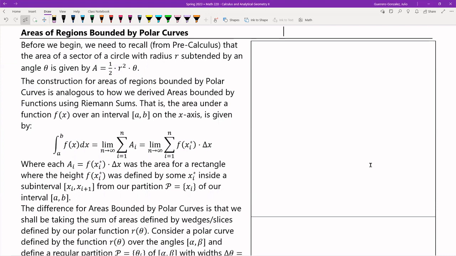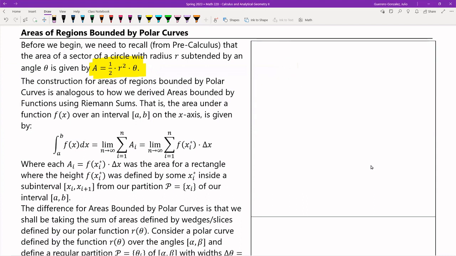Back in the day, remember how we did areas? There is one thing that we need to bring up from pre-calc, and that is the area of a sector subtended by some angle theta with the radius r. If you had a circle, and the radius was some r, and it's given by some angle theta, then this slice right here would be given by this formula: A is equal to 1/2 r squared times theta. We're going to need that in a second to drive our construction of areas represented by polar curves.